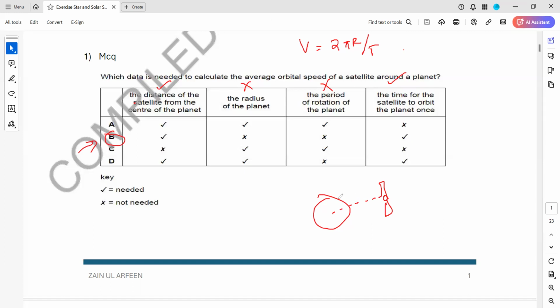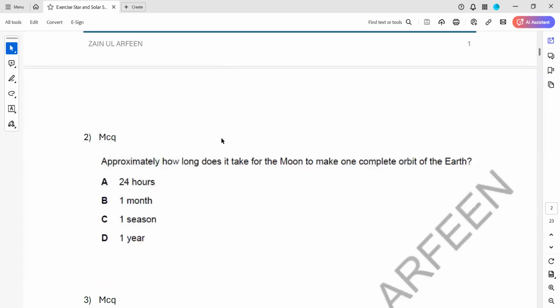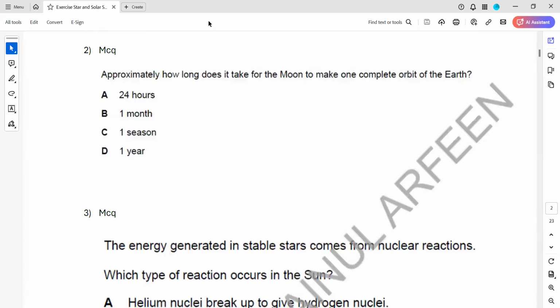Yes. Because we don't need the radius of the planet, or how much time the planet will take to rotate. We need the time for the satellite, as well as the distance of the satellite from the center. And we use a formula, speed is distance over time, or 2 pi r over t.